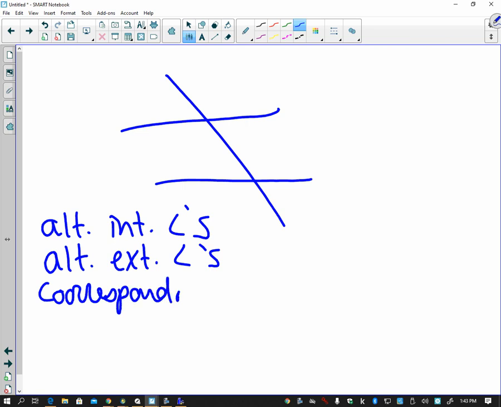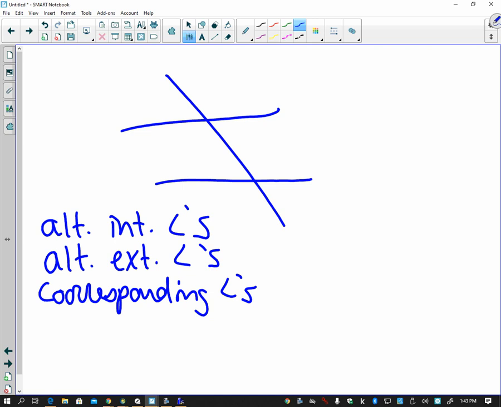I heard somebody say same side. The only thing is that we're not going to use same side interior angles. The reason why is because same side interior angles don't have to be congruent to prove that 2 lines are parallel. They only need to be supplementary.